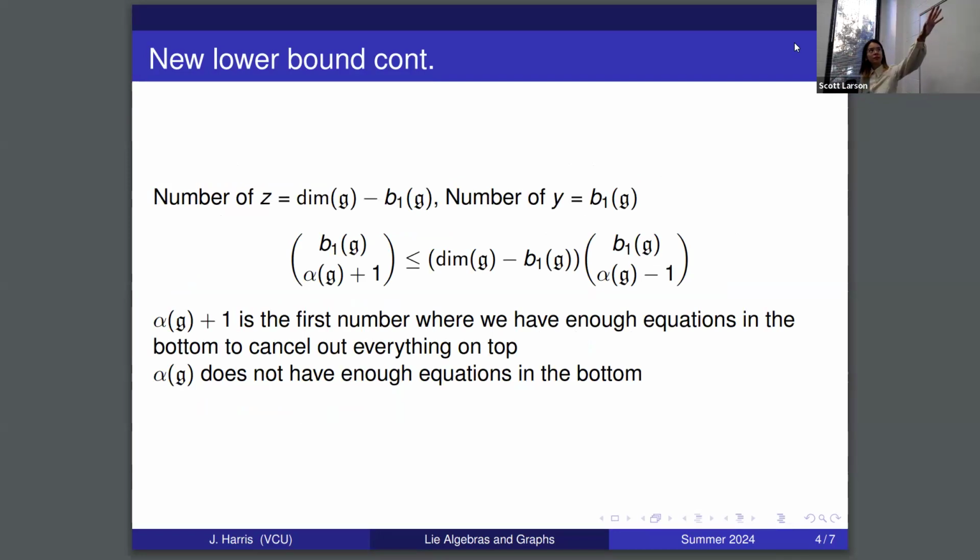And the dimension G minus B1, that's just Z times the number of variables you have to pick from, choose k minus 2. So alpha G plus 1 is the first number where it's even possible for us to have enough monomials in the bottom to cancel out the top, which means that alpha of G does not have enough equations in the bottom. So it can't cancel out everything on top, which means it has to be non-zero. This is what's going to give us our lower bound.